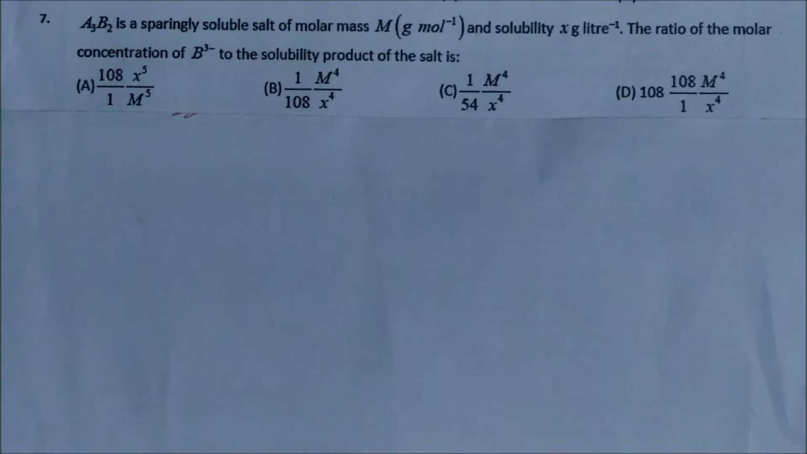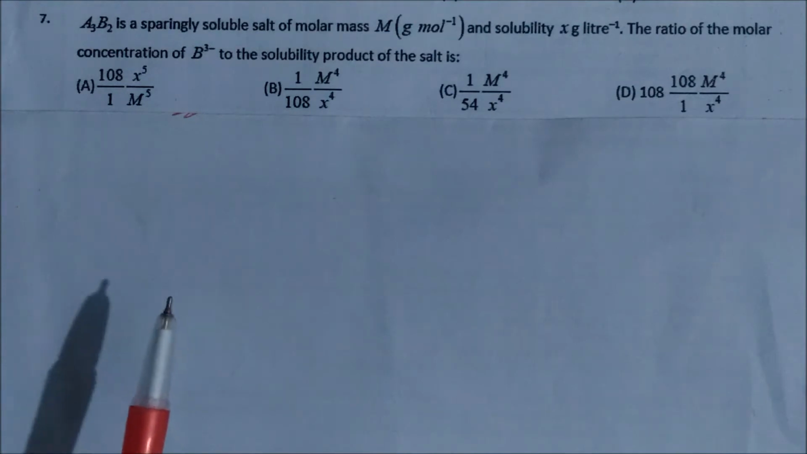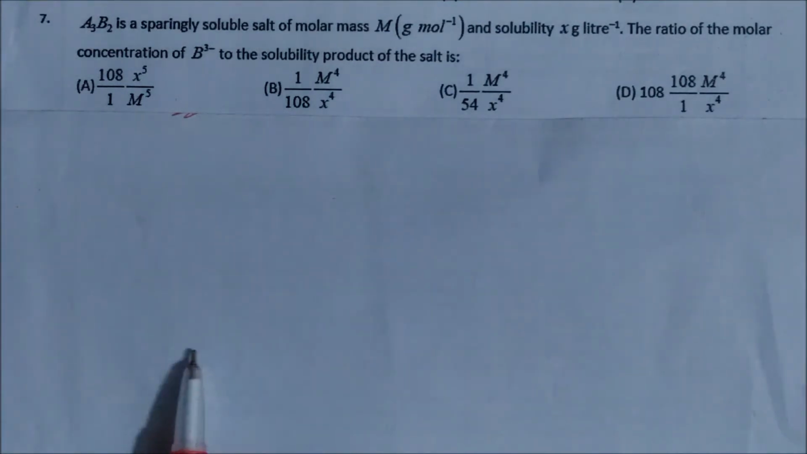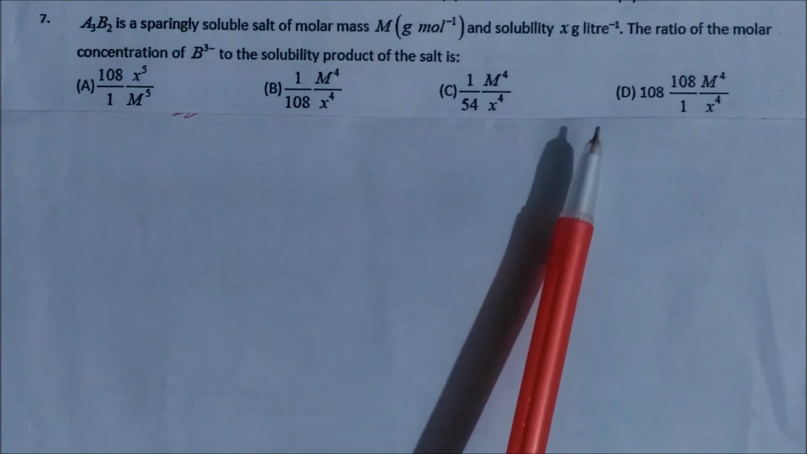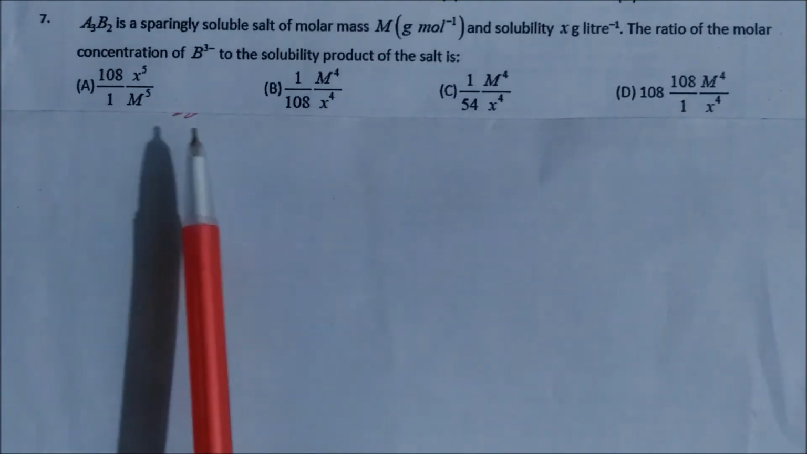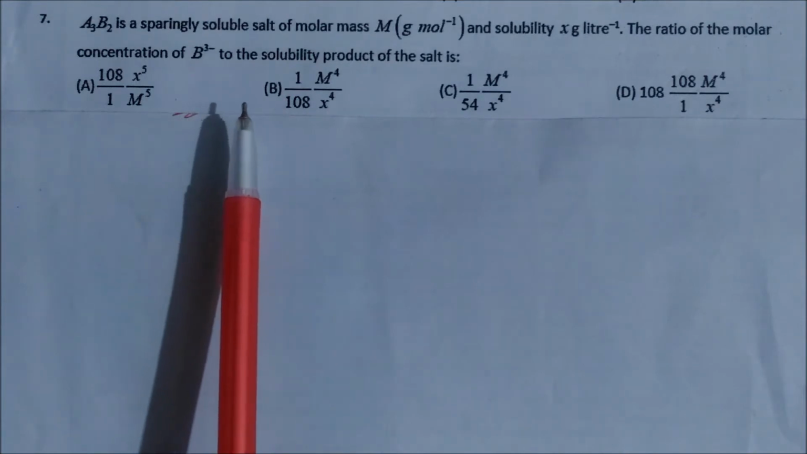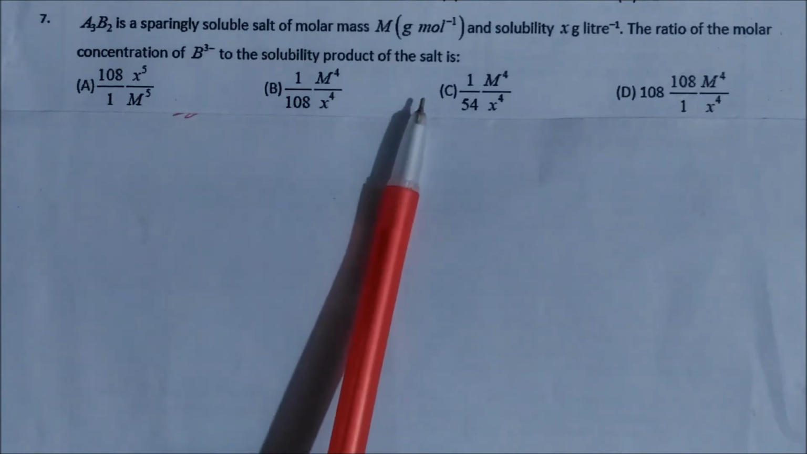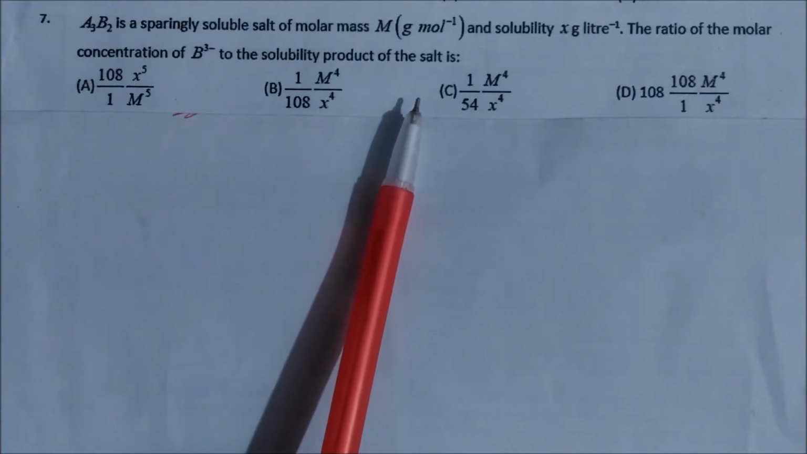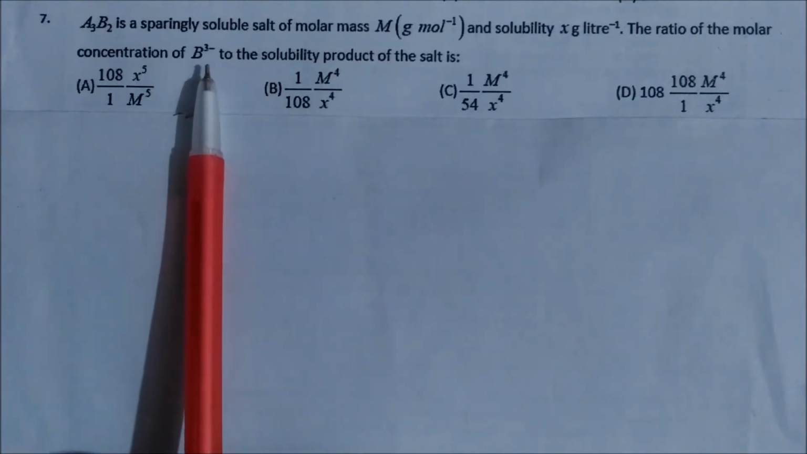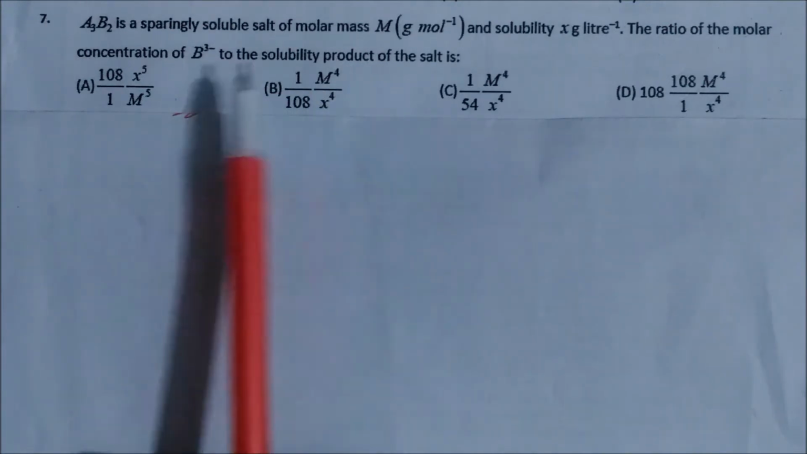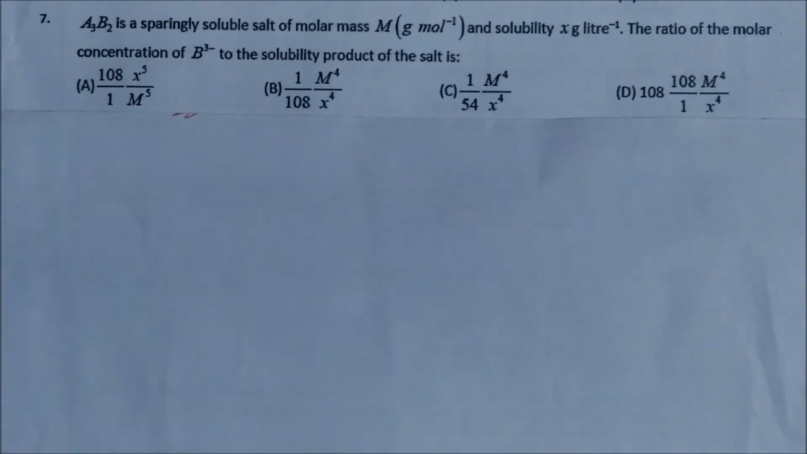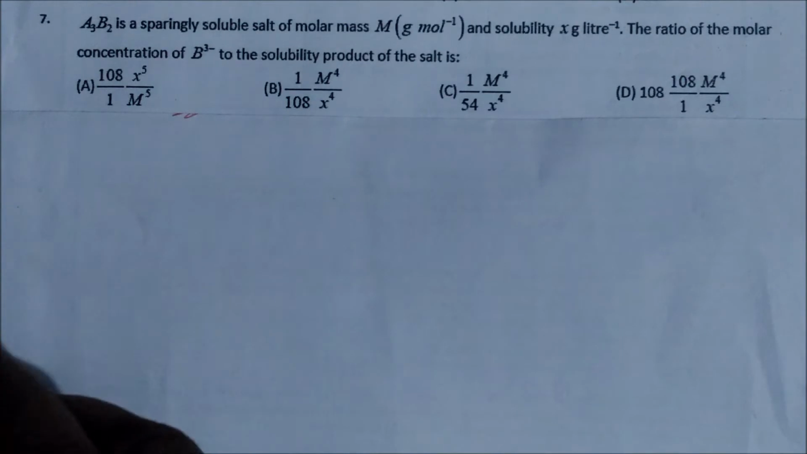Here is the question. A3B2 is a sparingly soluble salt of molar mass m gram per mole, and solubility is given x gram per liter. The ratio of the molar concentration of B3 minus to the solubility product of the salt is. So we have to find two things: one is the concentration of B3 minus, and second is the solubility product of this salt. So if you divide it, we will get these equations. So we can solve these equations.